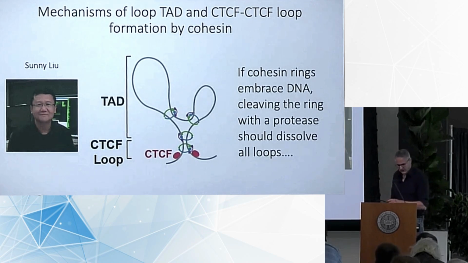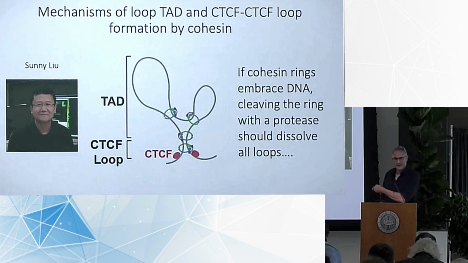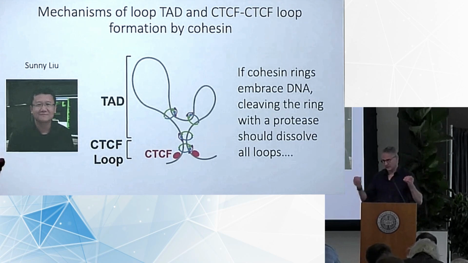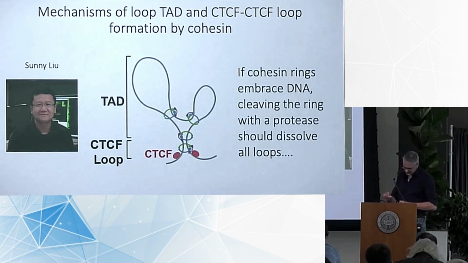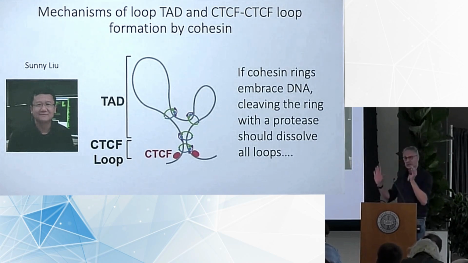So what Sunny did, he introduced a protease cleavage site in RAD21, one of the subunits of cohesin. Cleaving RAD21 in that way is sufficient to separate sister chromatids. Okay, so we know by doing so, the ring gets opened. We know that from work from Kim Naismith and many others, that when cohesin holds sister chromatids together, it does really topologically embrace two pieces of DNA. Opening the ring is sufficient to let that go.